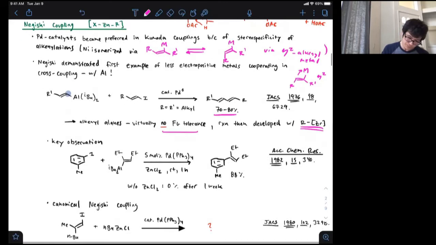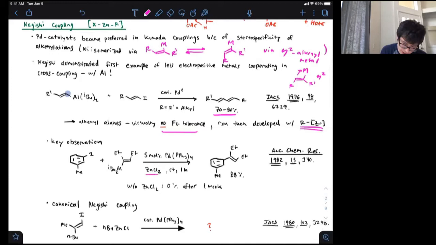And in the context of these investigations, the Negishi lab made this very interesting observation that when the reaction was performed in the presence of zinc chloride, there was a dramatic effect. Room temperature, 1 hour, 88% yield in this coupling versus 0% yield after 1 week.